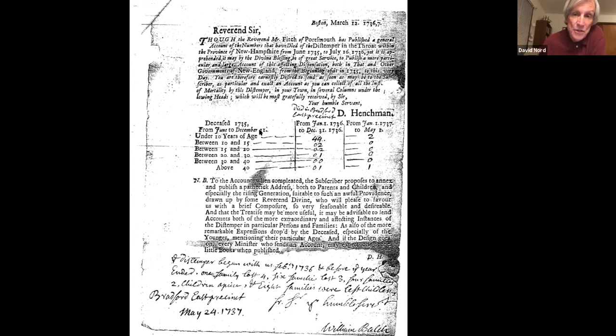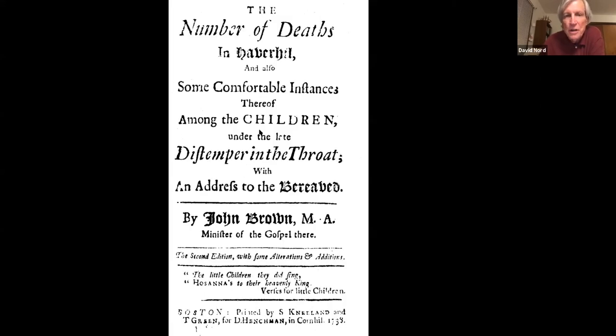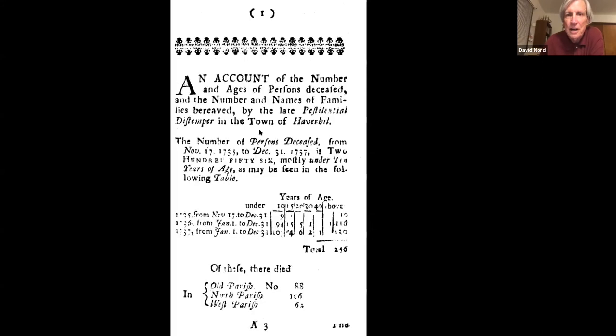Some of these forms were saved, not all of them, but about 17 of them are saved and are in the collection of the Massachusetts Historical Society, and that's where I got this. This one comes from Bradford, which is now part of Haverhill, and some of this material was used in a book about the epidemic put out by Daniel Henchman about Haverhill and the disease there. And here's a page from that book with some tables.